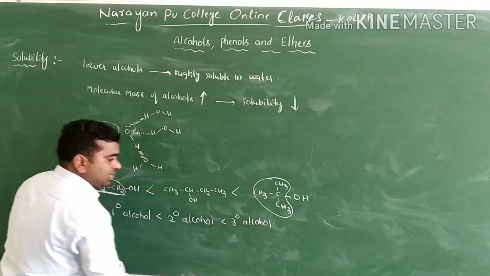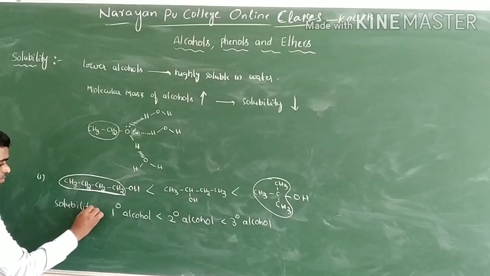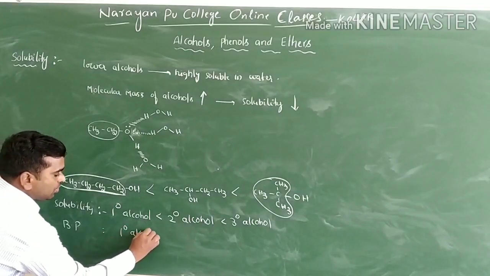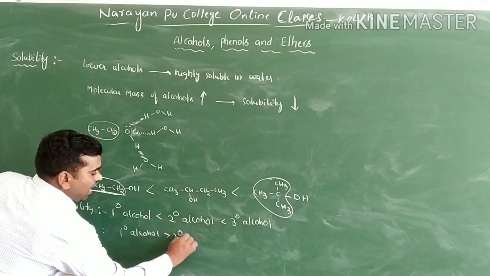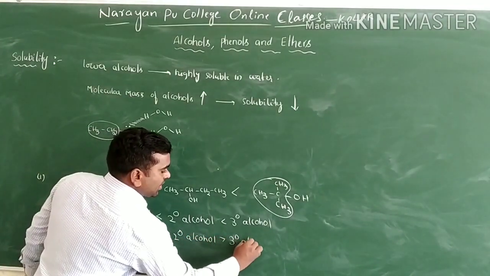But which order is this? Solubility order. But you know the boiling point order is quite different. Boiling point order is which one? Primary alcohols will have higher boiling points than the tertiary alcohols and secondary.